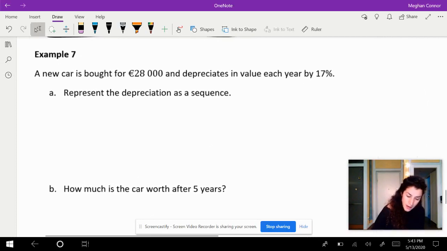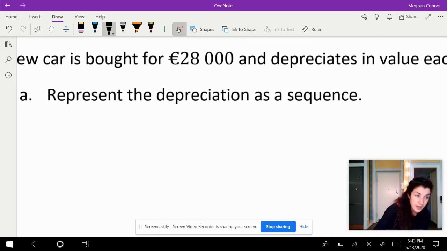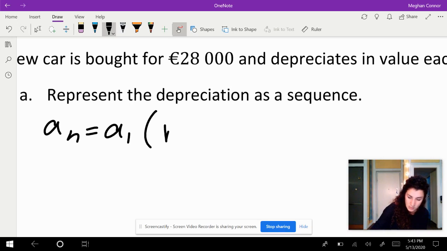A new car is bought for 28,000 euro and depreciates in value every year by 17%. Represent the depreciation as a sequence. In other words, write out the equation for this. We could talk about this because it says as a sequence. So for a geometric sequence, that would be a sub n equals a sub 1 times r to the n minus 1.